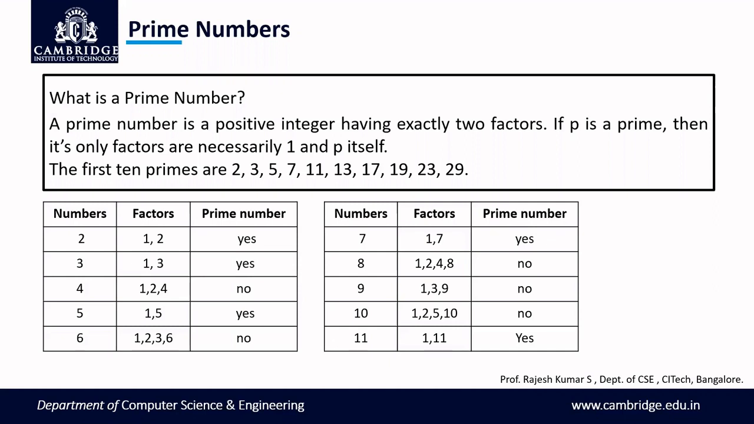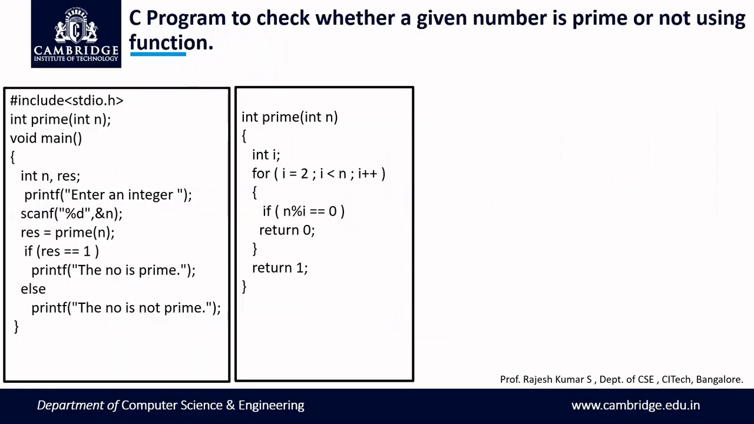For example, if you take 9, we will check whether 9 is divisible by 2. If 9 is divisible by 2, I say it is not a prime number. No, 9 is not divisible by 2, so I will check whether 9 is divisible by 3. Yes, 9 is divisible by 3. I say it is not a prime number because 9 is divisible by itself and by 1, and apart from that, it is divisible by 3. So let us apply the logic in the program and check the program.